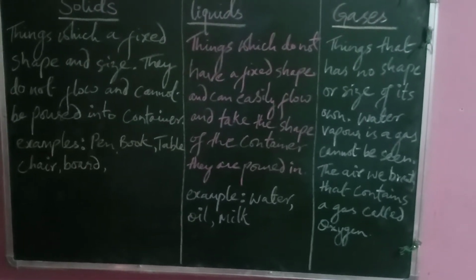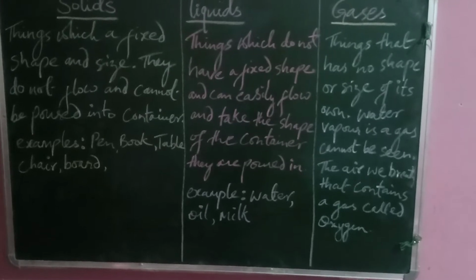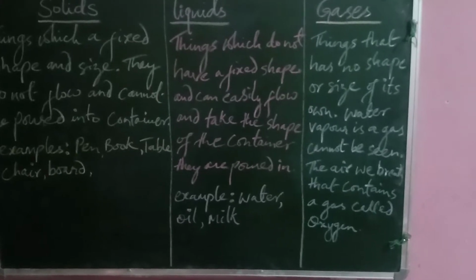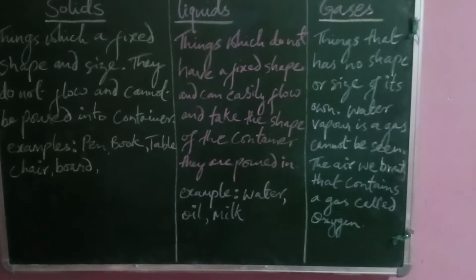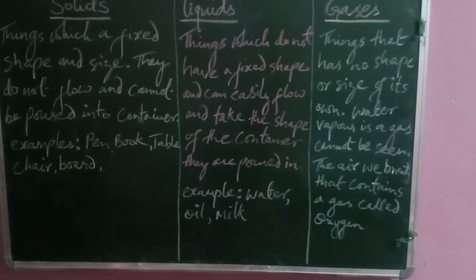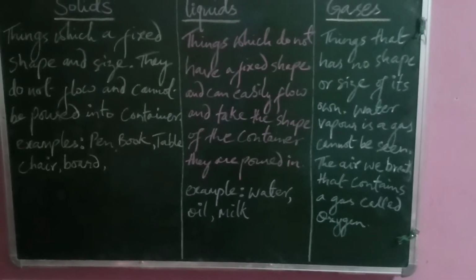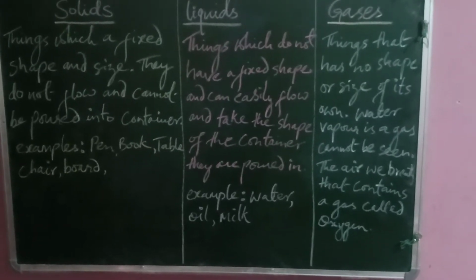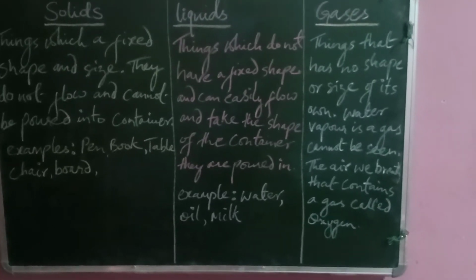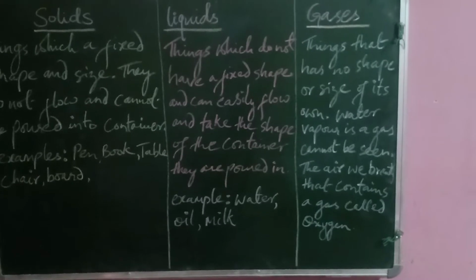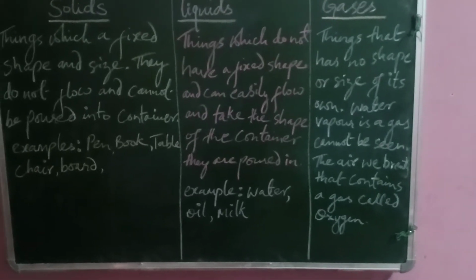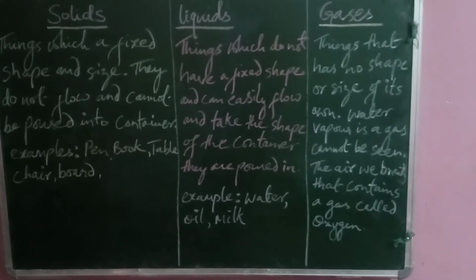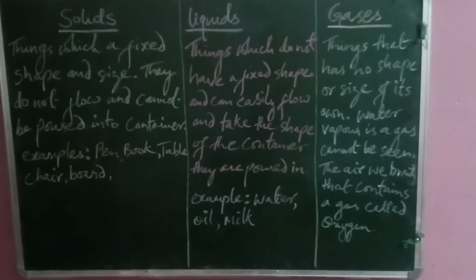So these are some of the examples for solid. And the things which do not have a fixed shape and can flow easily and can take the shape of the container when they are poured in, that will be your liquid. Some examples are water, oil, milk. And there is gas, things that have no shape or size of their own. Water vapor is a gas, it cannot be seen. The air which we breathe contains a gas called oxygen.